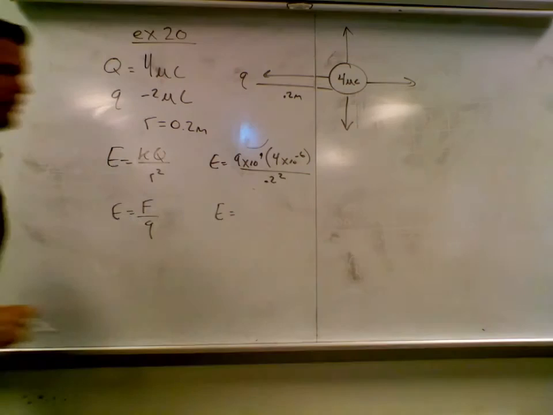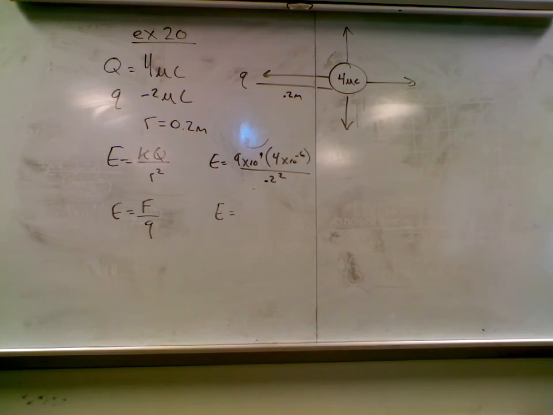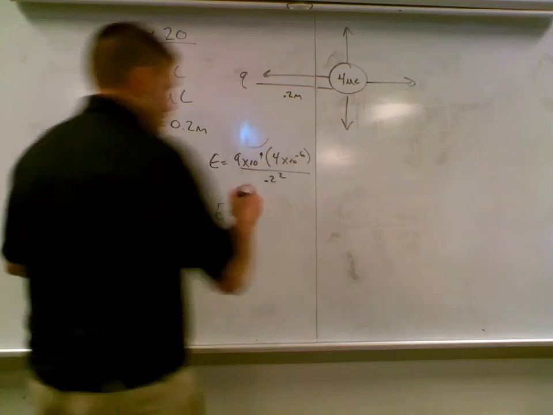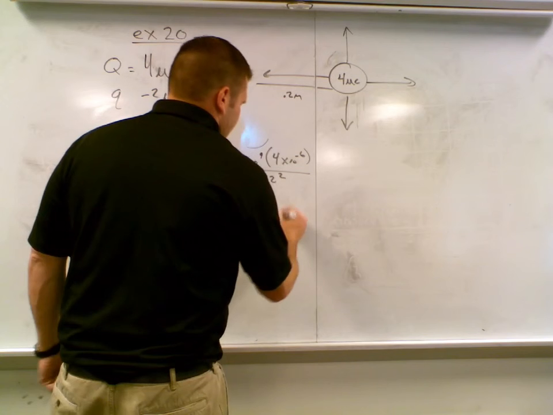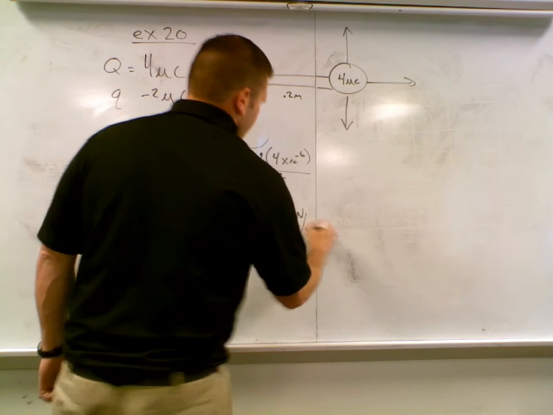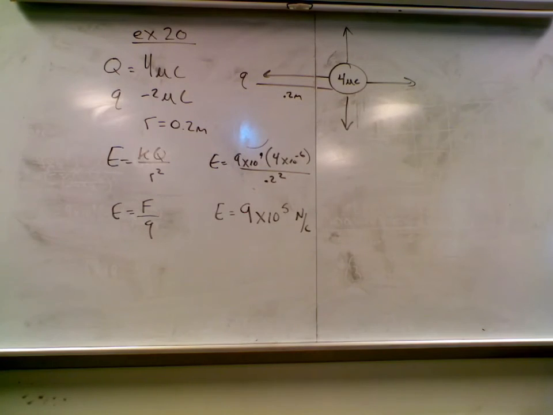So you can figure out our electric field, right? So 9E9, oh that's comma, times 4E-6 divided by 0.2 squared. What'd you get? 900,000? Well, I got 9 times 10 to the 5th newtons per coulomb. Whatever. Is that 900,000? Yeah, it's 900,000. Okay. Make us put it in that form. I don't care. I was just making you think. Okay. All right. Any questions?